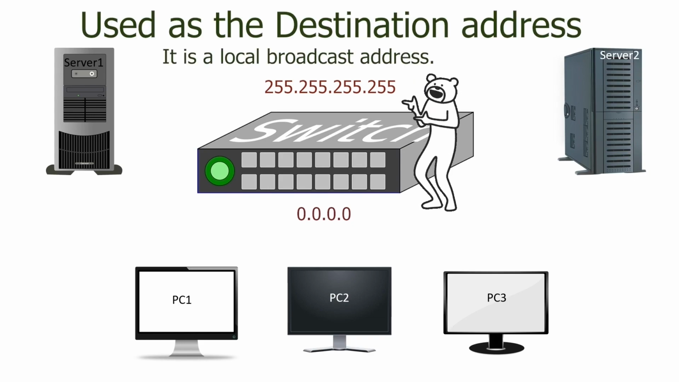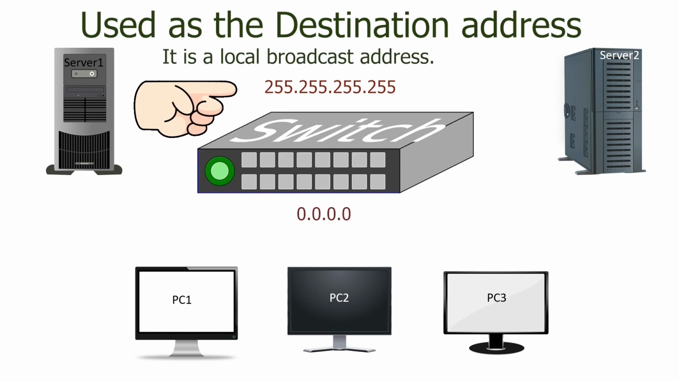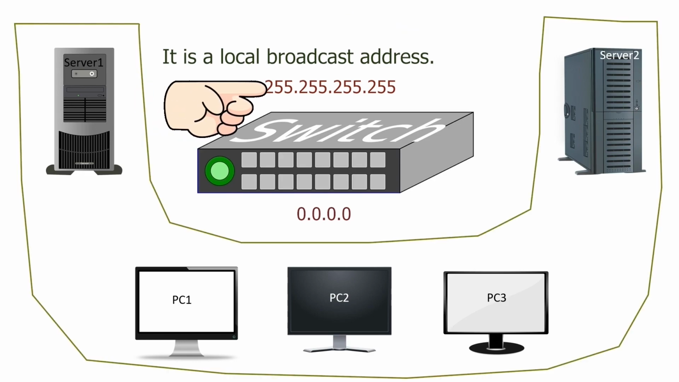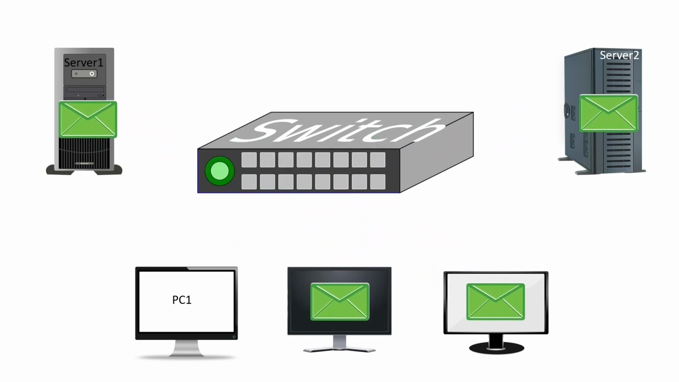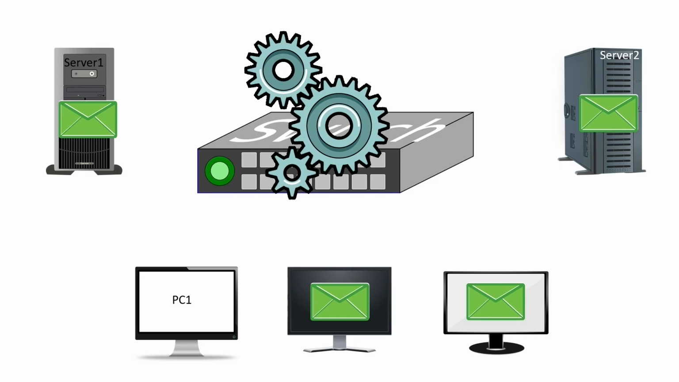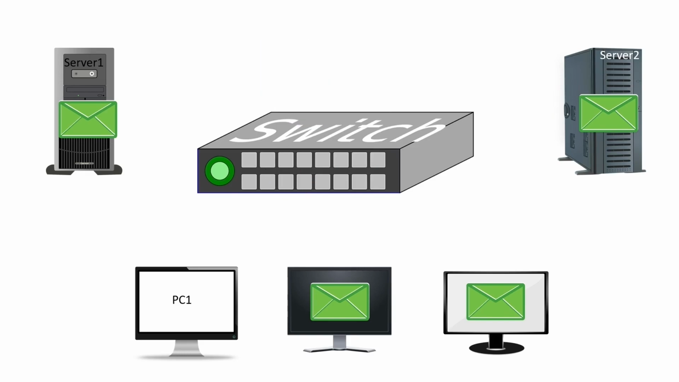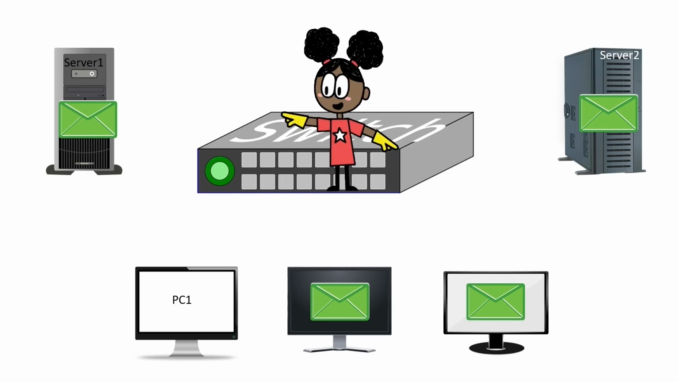255.255.255.255 is the local broadcast address. Any message sent to this address is received by all hosts on the local network. Since the client sends the DHCP discover message to the local broadcast address, if a DHCP server is configured on the local network, it also receives the message. If multiple DHCP servers are configured on the local network, they all receive the DHCP discover message.